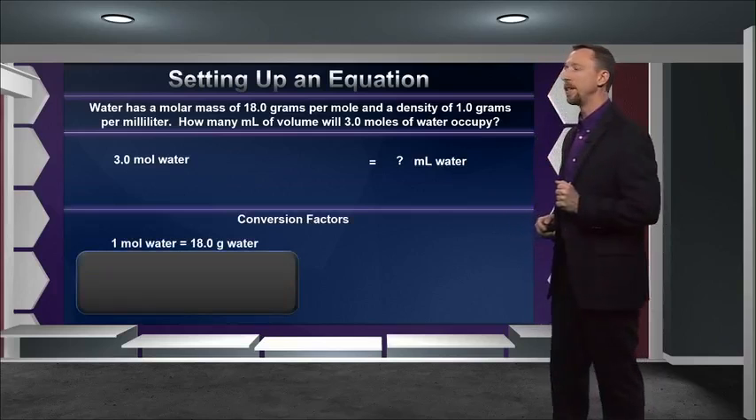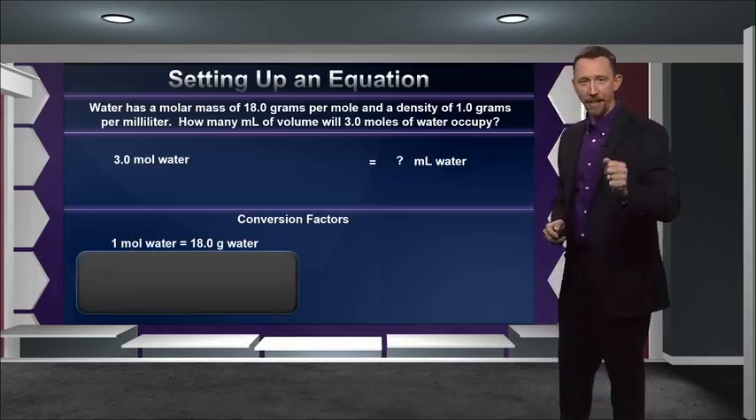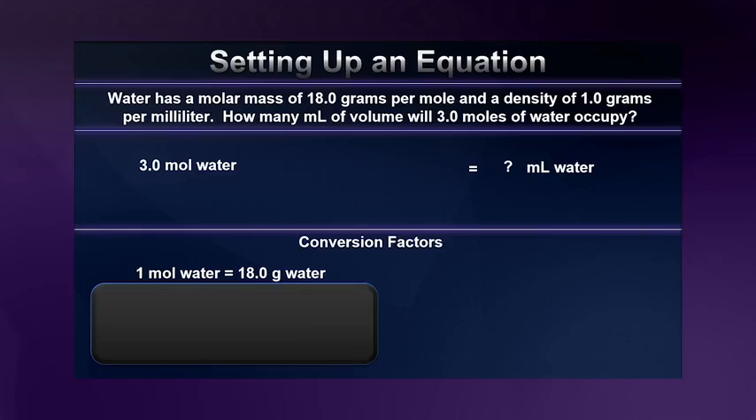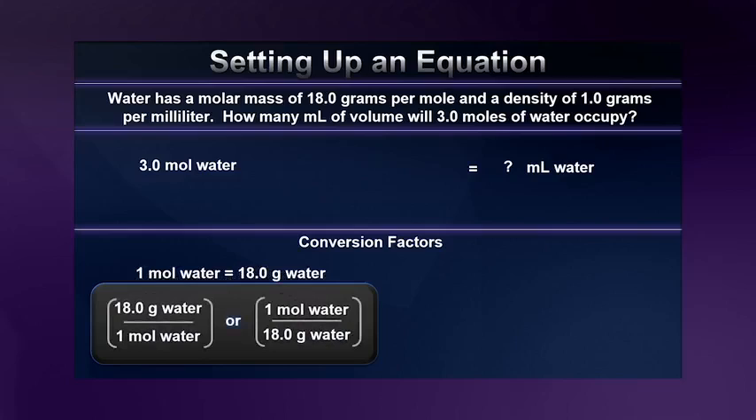We know from our problem here that 1 mole of water weighs 18 grams. So there are 2 potential unit conversion factors I can create: 18 grams per mole or 1 mole per 18 grams. So which one of these do you think we're going to place into our equation to get ourselves closer to the goal of canceling moles of water and getting milliliters?